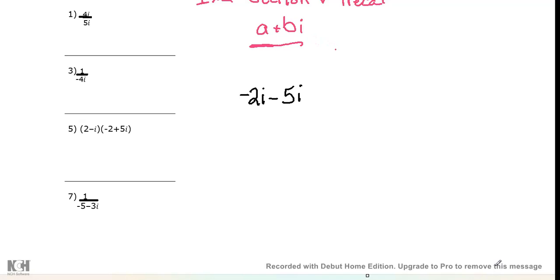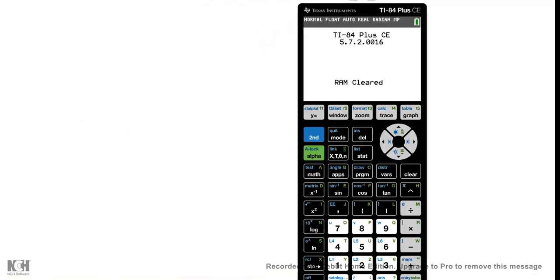But I'm going to be showing you how to do it on the TI-84 Plus calculator, which you need to know how to use, because that's the one you can use on your ACT or SAT. You can't use your phone or any other computer program. So the first one that we're going to do is this division problem, 4i divided by 5i. Let me switch over to my calculator.